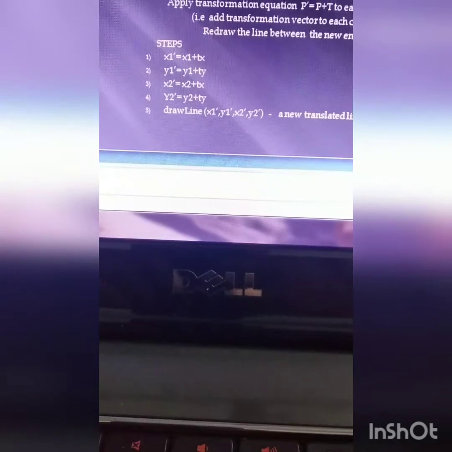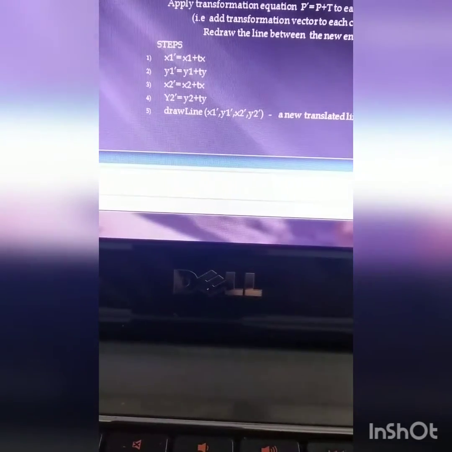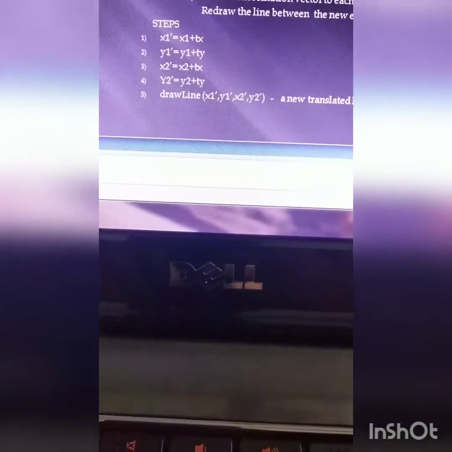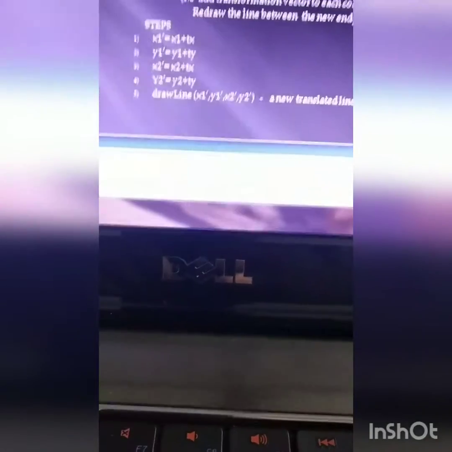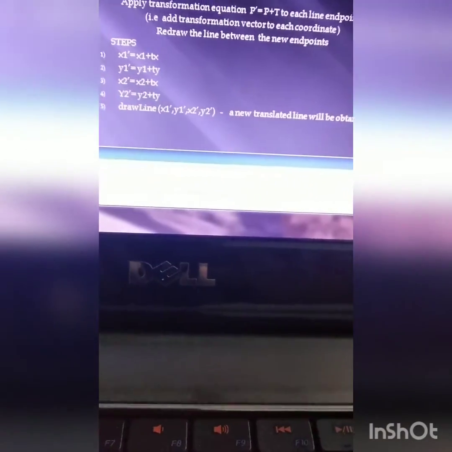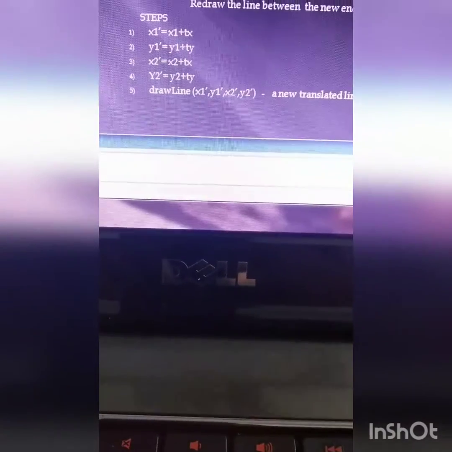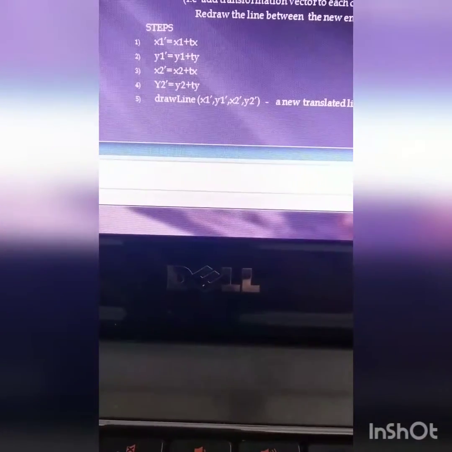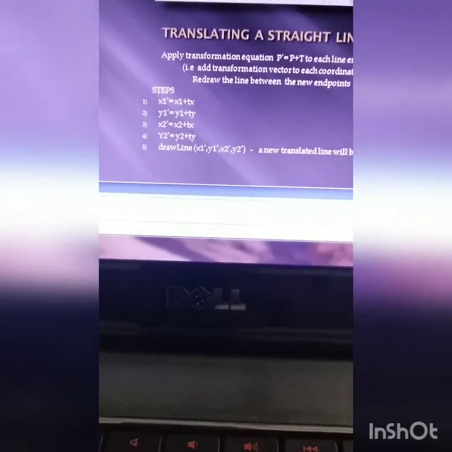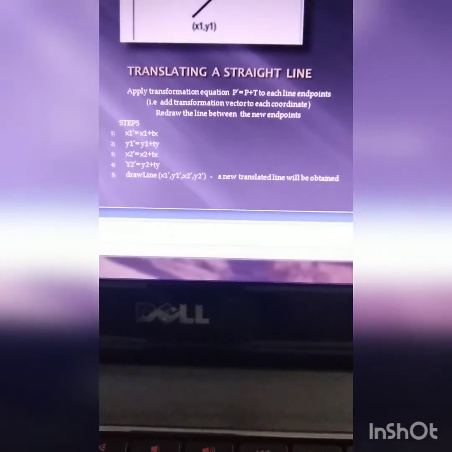So after getting all these translation coordinates, we are going to draw the line, that is the new translated line, by using this function. Draw line x1 dash, y1 dash and x2 dash, y2 dash. So after this we will get the translated line.